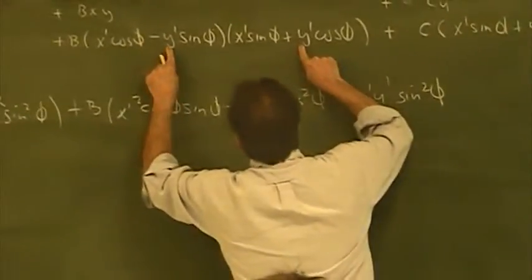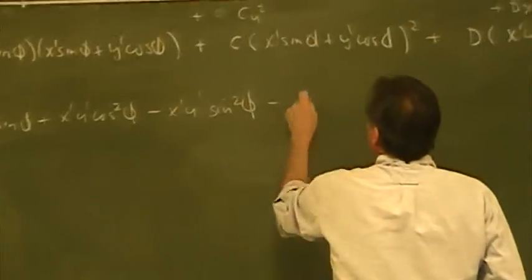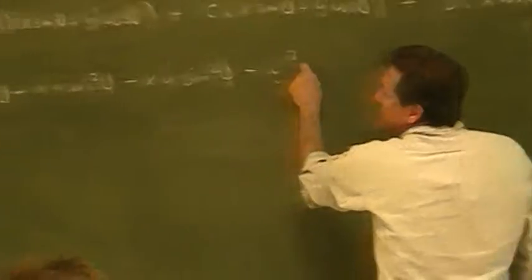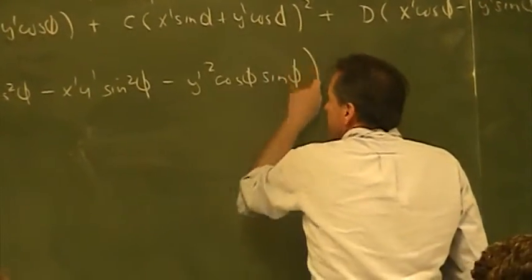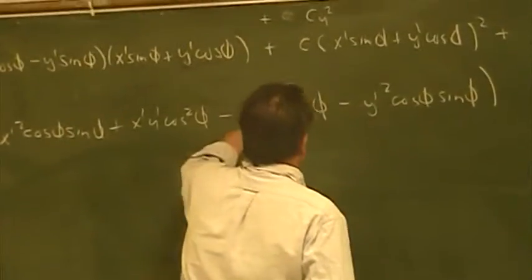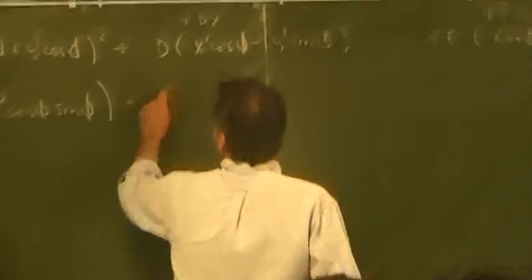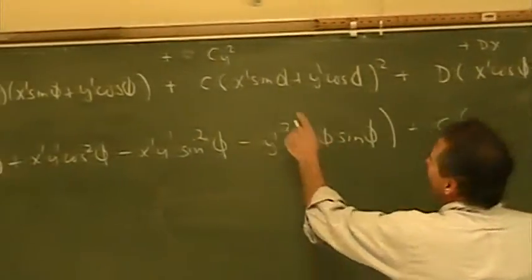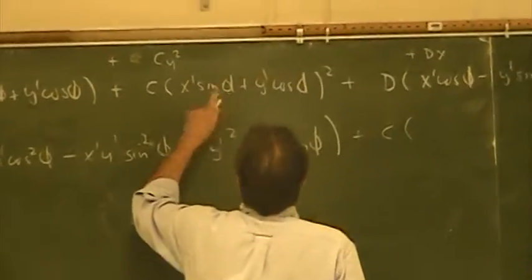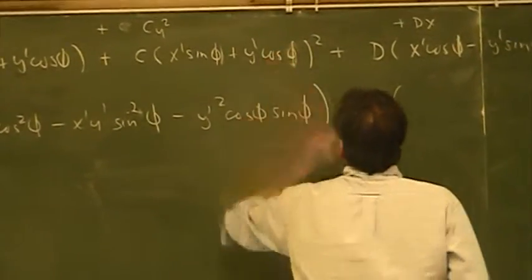Minus y prime squared cosine sine. Minus y prime squared, I forgot, cosine sine. This is a squared. Where are we? C. Plus C times, square the first. What does that say? D? Yeah, that's... what the heck? Got excited.